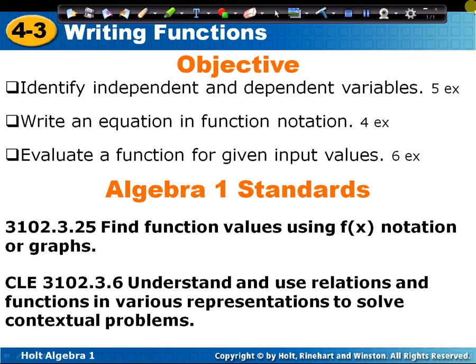Alright, today's lesson is lesson 4-3, writing functions. You have a handout for this lesson, but you're also going to need some notebook paper toward the end. Your objectives for today are to identify independent and dependent variables, to write an equation in function notation, and to evaluate a function for given input values.